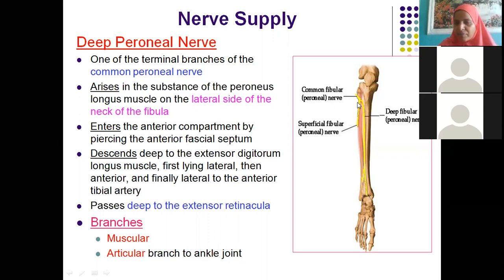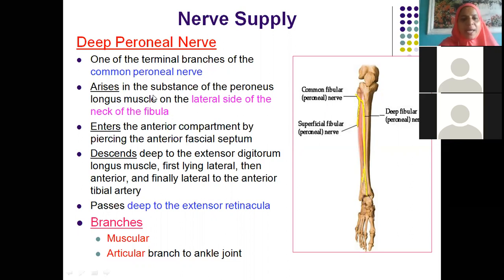Okay, here at the neck of the fibula, it is dividing into two. The one which is moving to the anterior compartment is the deep peroneal nerve. The one which is moving to the lateral compartment is the superficial peroneal nerve. So, deep peroneal is one of the terminal branches of the common peroneal nerve. Common peroneal nerve is one of the terminal branches of which nerve? Sciatic nerve. Very good. Common peroneal nerve is one of the terminal divisions of sciatic nerve.